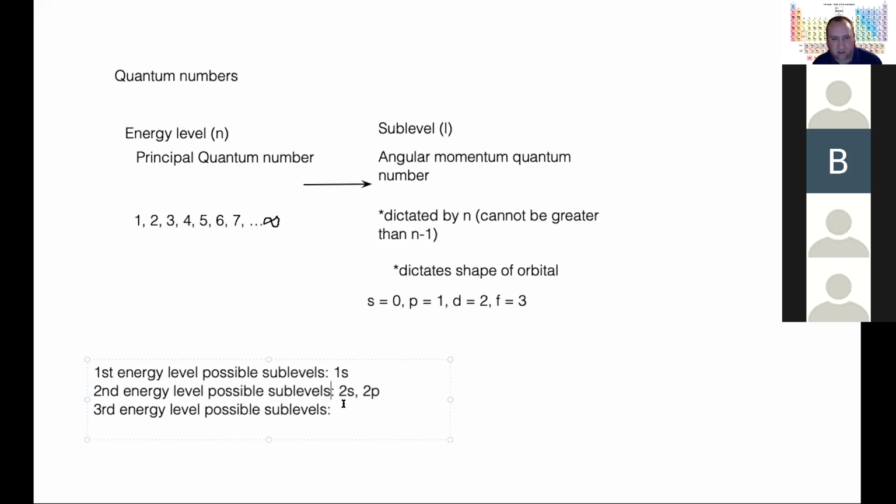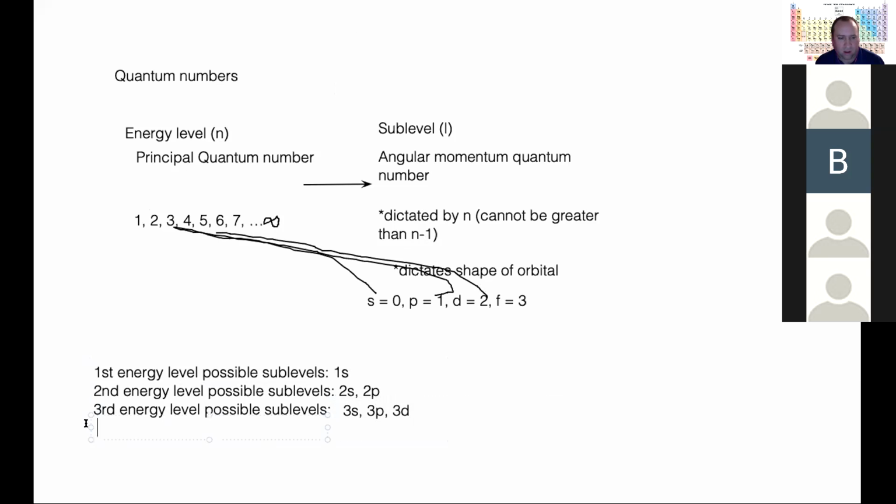Possible sublevels in this energy level. In the third energy level, I can have 3 with S, I can have 3 with P, and I can have 3 with D, because D is 2, which is 3 minus 1. So I've got the possibility of 3s, 3p, and 3d.